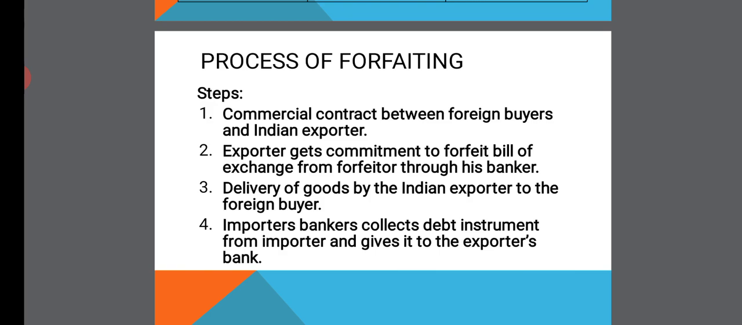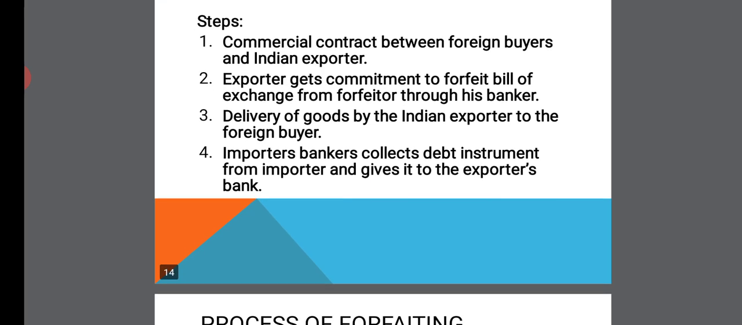So what is the process of forfeiting? There are some steps to be followed. First step is that forfeiting is a commercial contract between the foreign buyer and the Indian exporter. Here the exporter will get a commitment to forfeit the bill of exchange from the forfeiter through his bank. That is the second step. Thirdly, the exporter will deliver the goods to the foreign buyer.